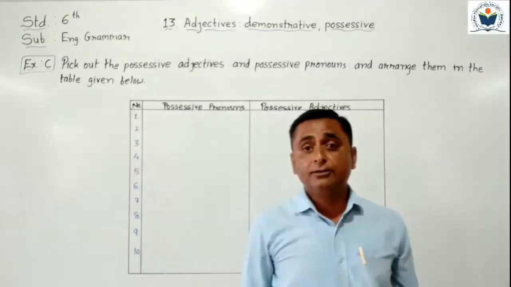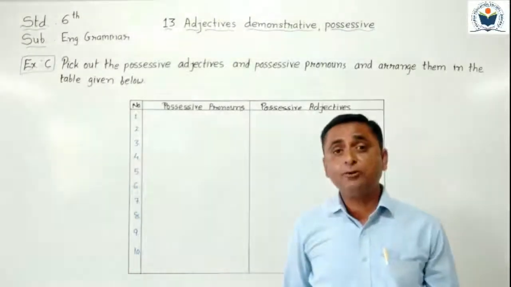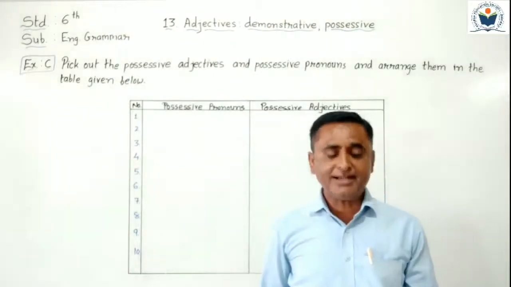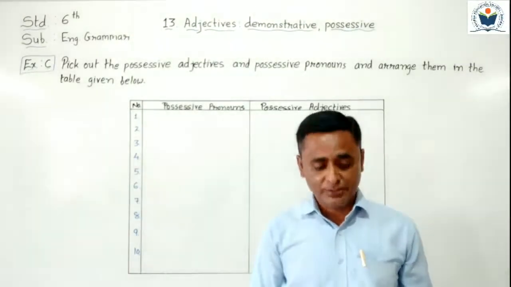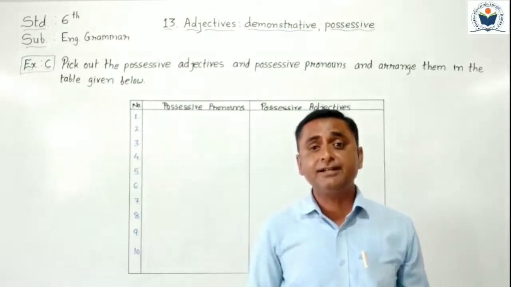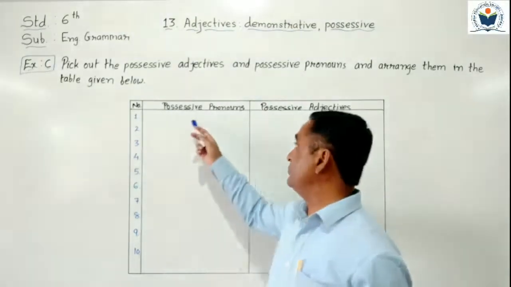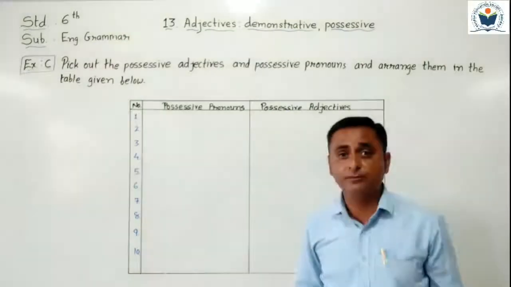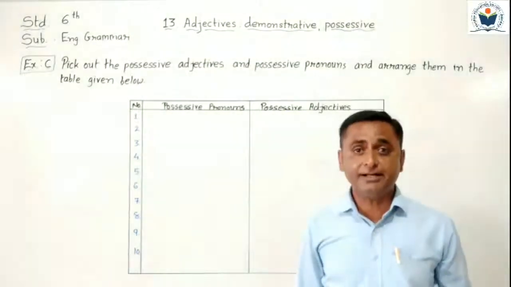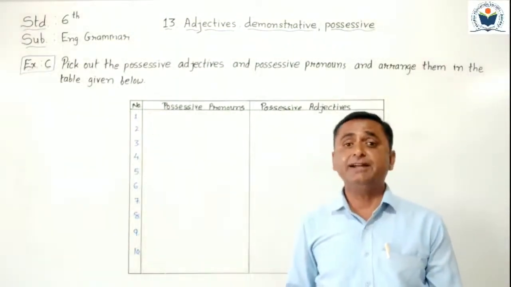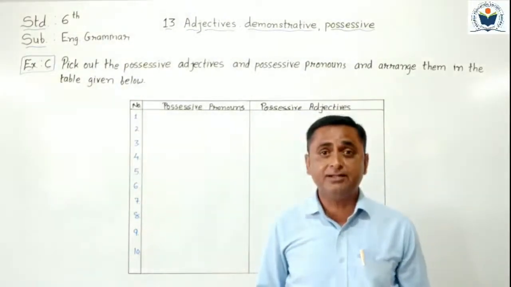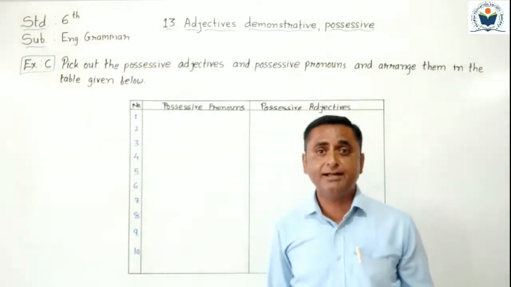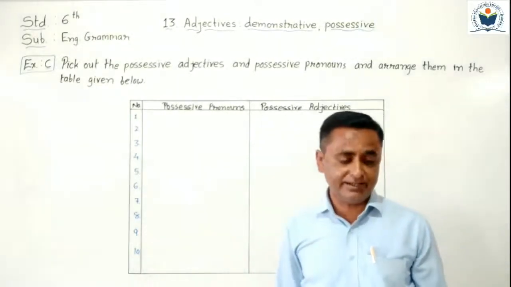Okay? So just open your grammar textbook, page number 51. Exercise C we have to do. I will read the sentences from your textbook. From those sentences, we have to find out the possessive pronouns and possessive adjectives. Okay? So let's start our exercise. I read the first sentence from your textbook. Just open your textbook and pay attention to what I say. The first sentence is given here.